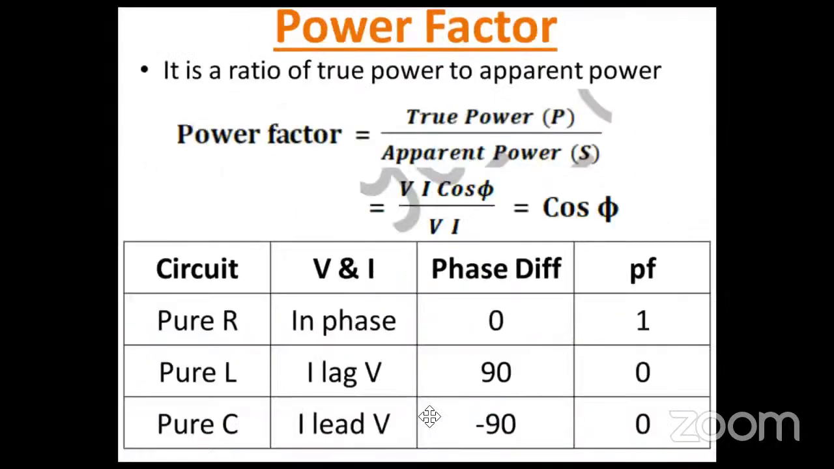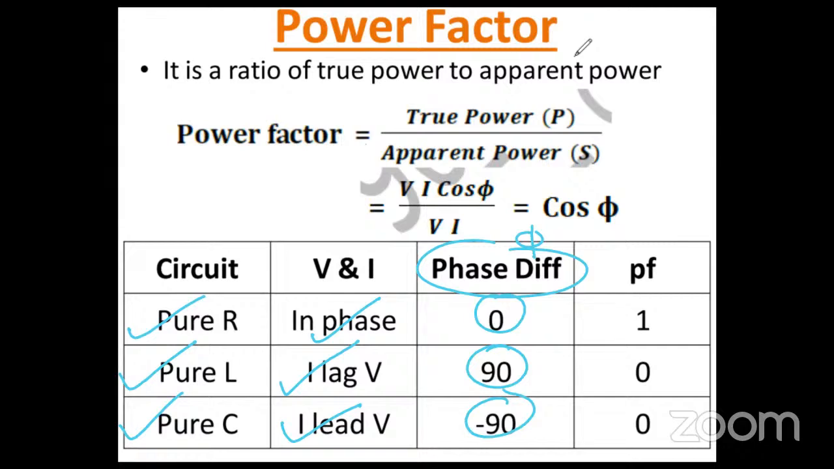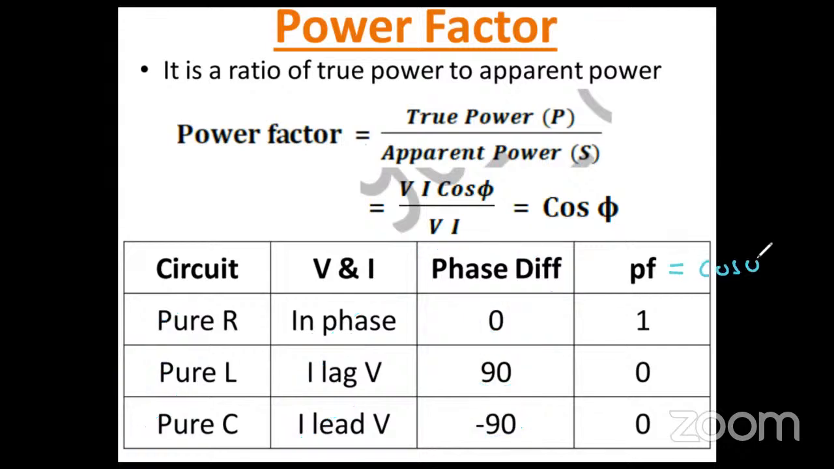So this is a table जो हमने देखा था अभी. So it is a pure R, pure L, pure C. The first one is in phase. I lags V, I leads V. Phase difference क्या है? What is phi? 0 degree, plus 90 degree, minus 90 degree. And what is power factor? It's a cos phi ना. The cos 0 is 1, cos 90 is 0, cos minus 90 is 0.